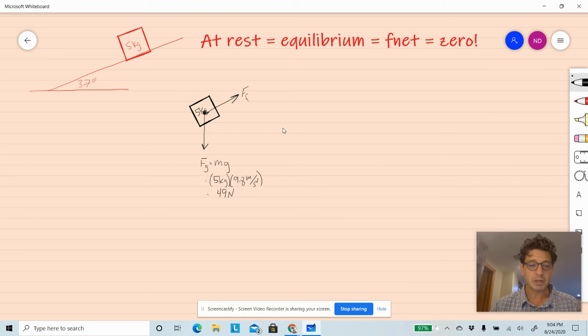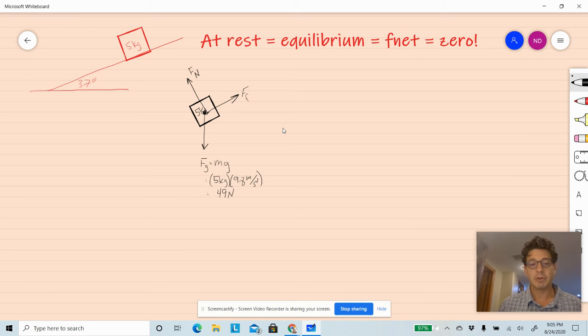But so many students screw up. Sometimes students will do this. They'll put the normal force up there. No way. Wrong. Don't do that. The normal force, by definition, is perpendicular to the surface. So it's going to be perpendicular to the ramp. There's your normal force.